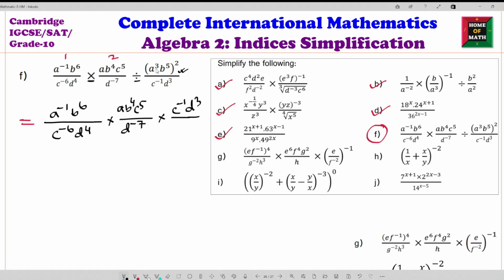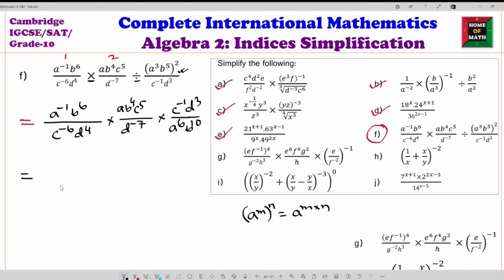In the divide part we can write a cubed to the power 2. We know a to the power m to the power n means a to the power m times n. So we can write it like this: a to the power 6 and b to the power 10. Okay.